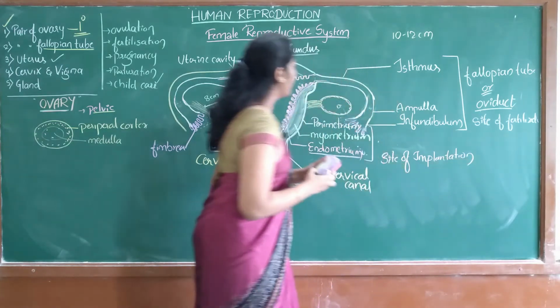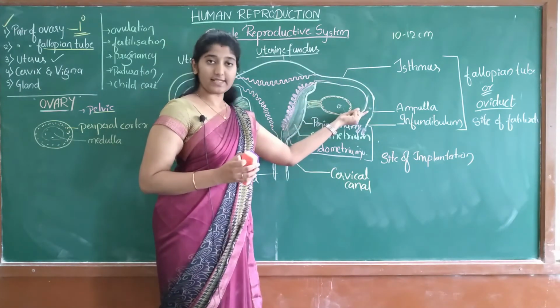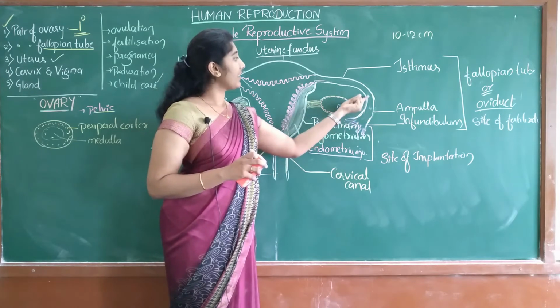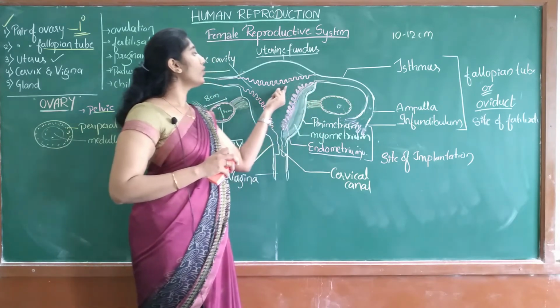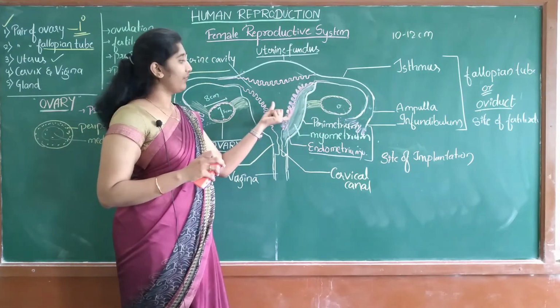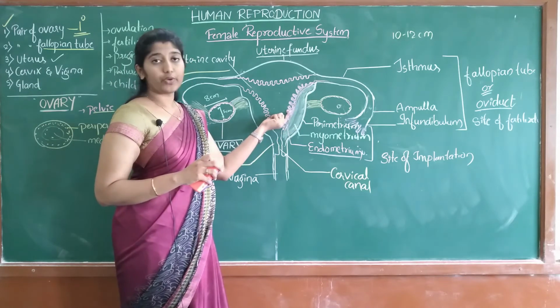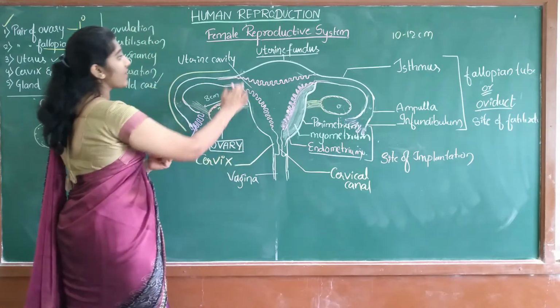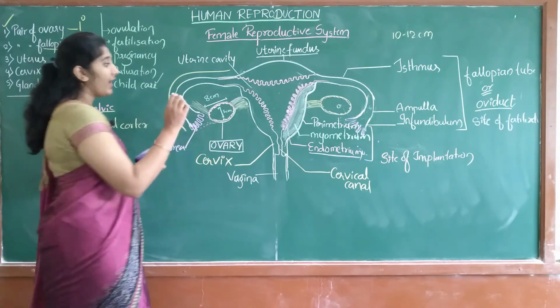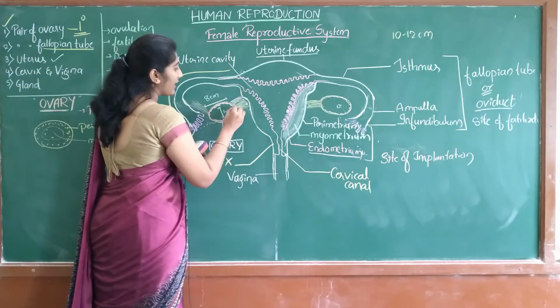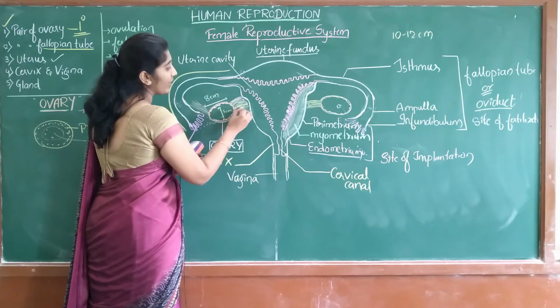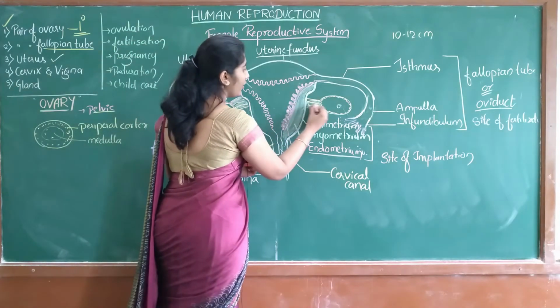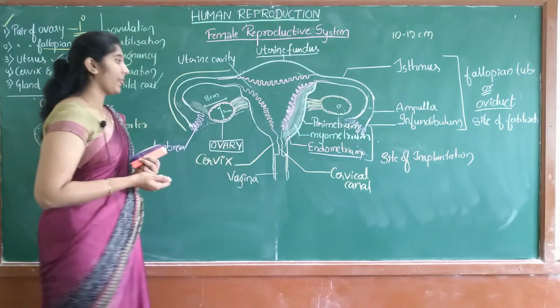In the fallopian tube, the fertilization takes place. After the fertilization, the zygote is going to implant itself in the wall of the uterus, in the womb. It is also called the womb. So this is about the uterus, and one side of the ovary is connected to the uterus through the ligaments.